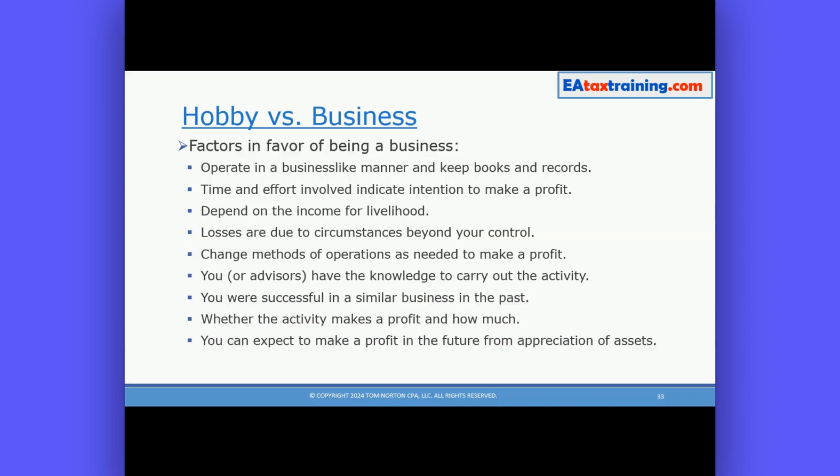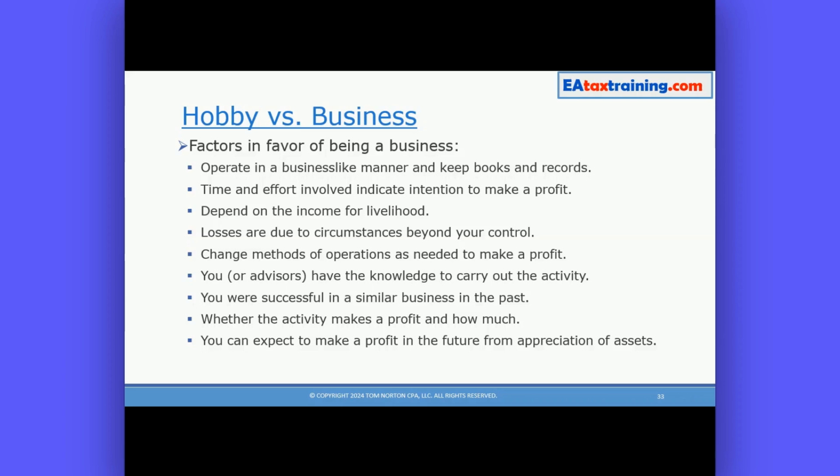So if you've done this same thing before and you were successful, then probably you really are trying to have a business. Does the business make a profit? And how much profit it makes will play into whether it is a hobby or a business. And can you expect to make a profit from the business in the future from the appreciation of assets? So maybe you've got assets that you are buying, such as real estate, and that is part of it.